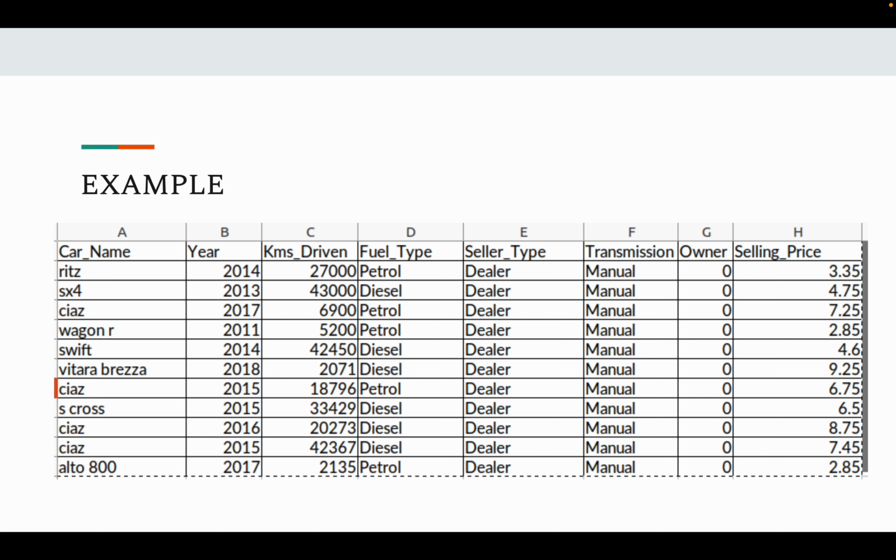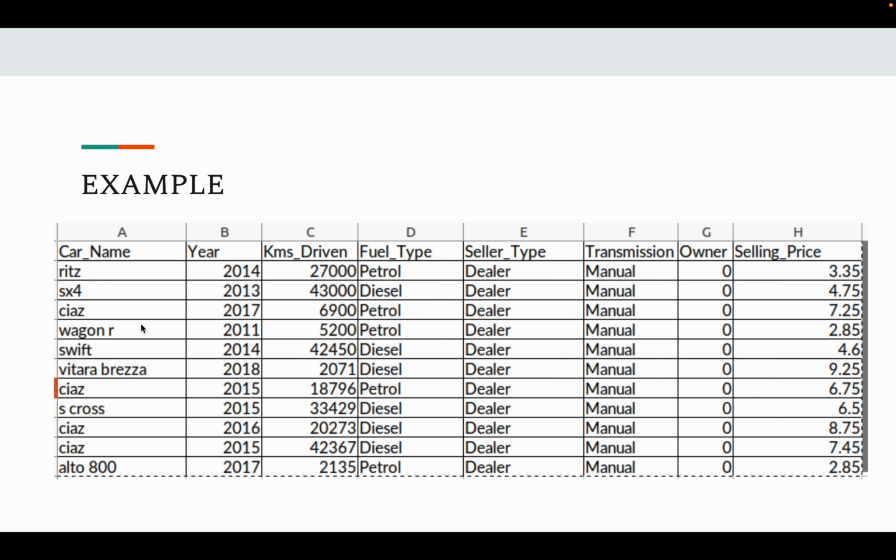So this is an example. Here we are going to predict the selling price, and selling price is the dependent variable. And we can see there are 7 independent features: car name, year, kilometers driven, fuel type, seller type, transmission, and owner. All these details will contribute to the selling price.